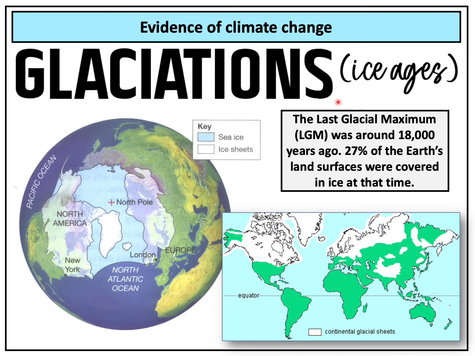27% of the Earth's land surfaces were covered in ice at that time, and you can see that by this map at the bottom. You can see that the UK was covered with an ice sheet. Periods that are not ice ages, where global average temperature is a lot warmer than what they are today, are called interglacial periods.